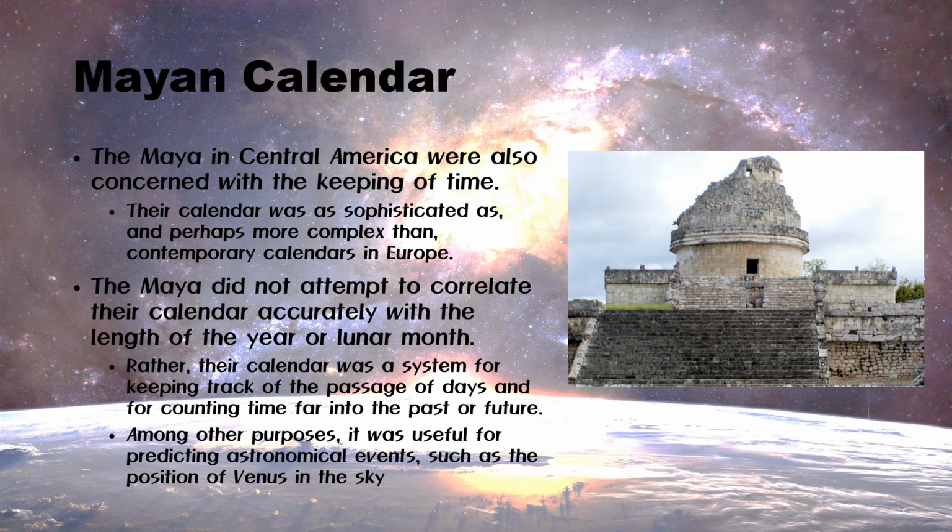Now, an interesting thing is, though, the Maya did not attempt to correlate their calendar accurately with the length of the year or necessarily with a lunar month. Rather, their calendar was a system for keeping track of the passage of days and for counting time far into either the past or the future. Among other purposes, it was used for predicting astronomical events, such as the position of Venus in the sky. And so for them, the calendar had other purposes rather than simply keeping track of what day it is.